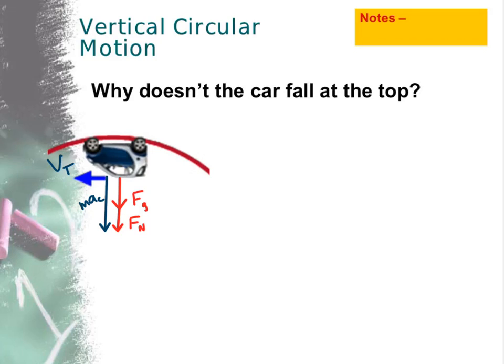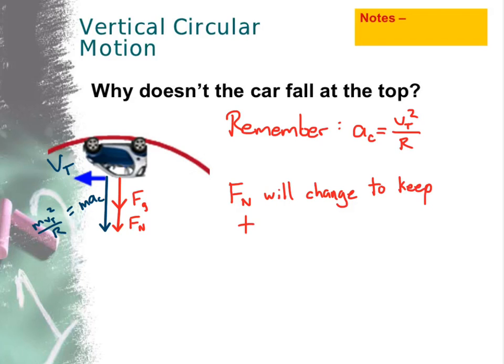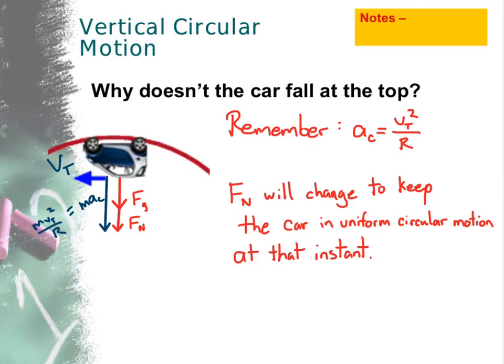We noticed a couple of slides ago that the gravitational force plus the normal force has to equal mass times centripetal acceleration. And remember, centripetal acceleration is equal to v squared over r. So when it's at its velocity at the top, the centripetal acceleration is v sub t squared over r. So the normal force is going to change itself to keep the car in uniform circular motion at this given instant.